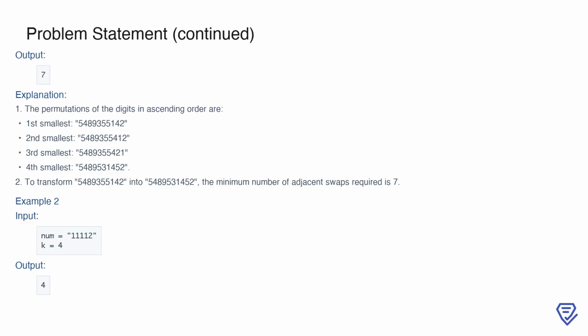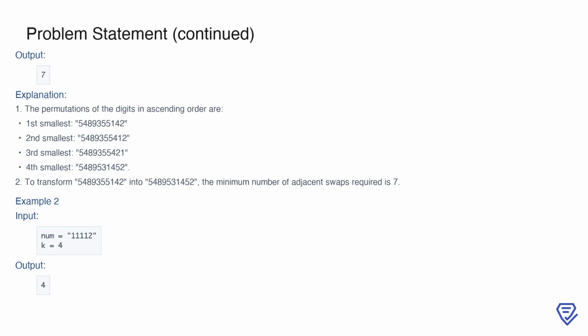Consider the input where number is 5489355142 and k is 4. The goal is to find the fourth smallest permutation of the digits in number. Listing the permutations in ascending order, you get: the first smallest permutation is 5489355142, the second is 5489355412, the third is 5489355421, and the fourth is 5489531452. Now, to transform the original string 5489355142 into 5489531452, the minimum number of adjacent swaps required is 7. Therefore, the output for this example is 7.